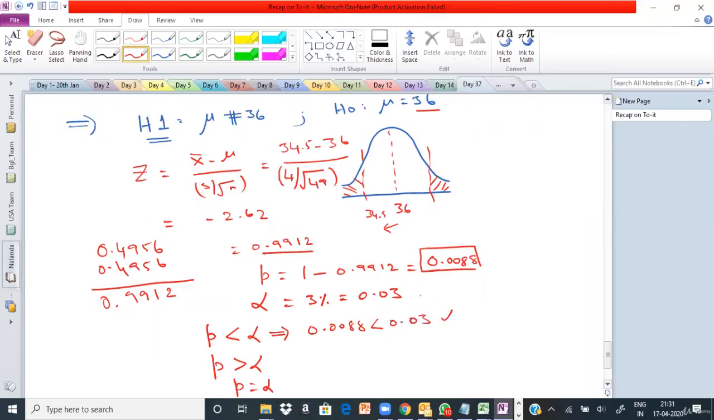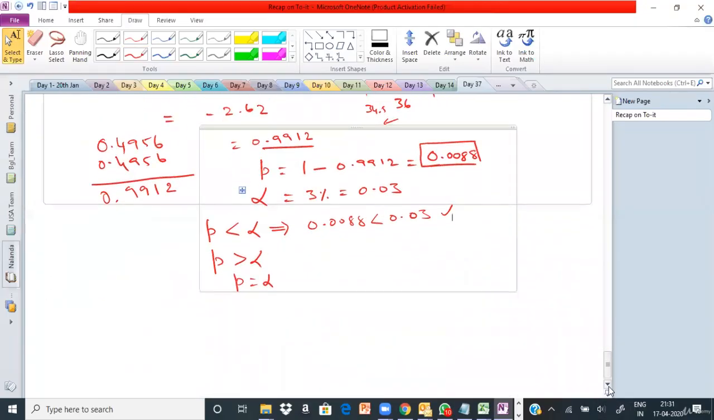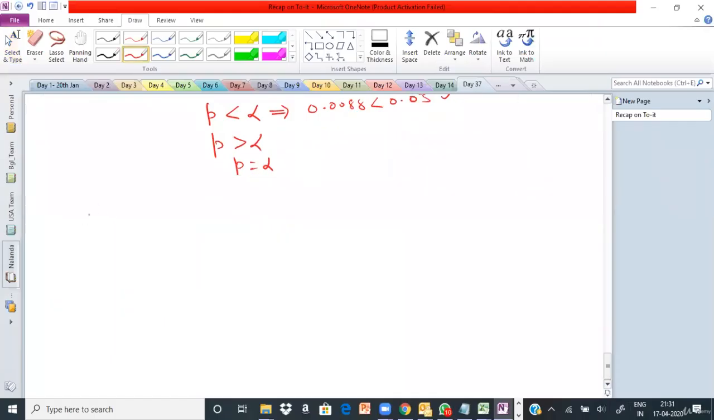When P is low, null will blow. Remember, let me write it down. This is important, guys. P is less than alpha, that means P is low. When P is low, null will blow. Look at this rhyming. Low, blow, meaning reject H naught.